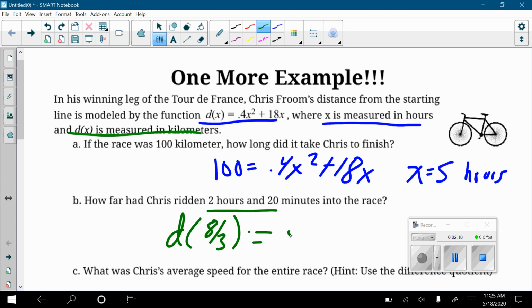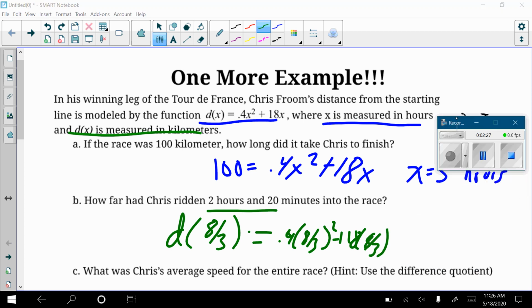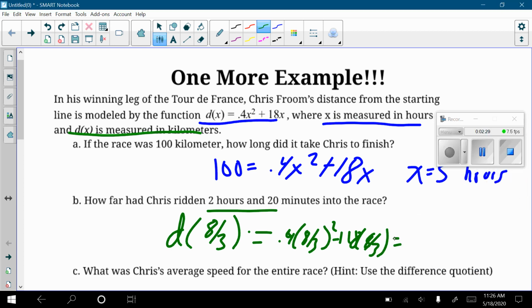So I'm just doing 0.4 times 8/3 squared plus 18 times 8/3, figuring out how far he'd gone. After 2 hours and 20 minutes, he'd gone 50.844 kilometers. Just plug it in for an x value, plug it in for a y value. Stuff you guys know.